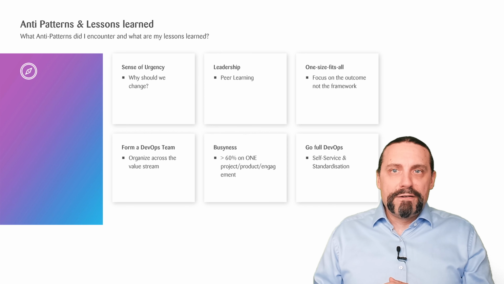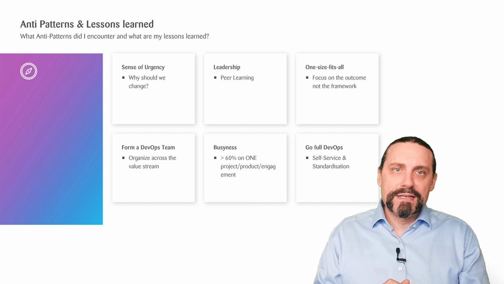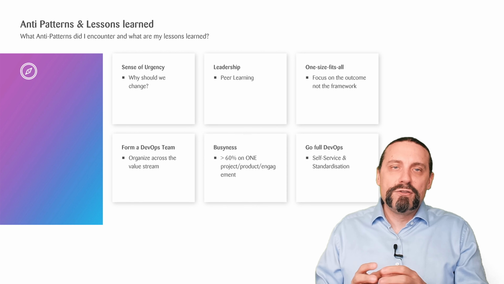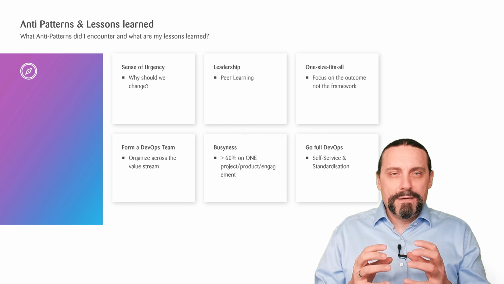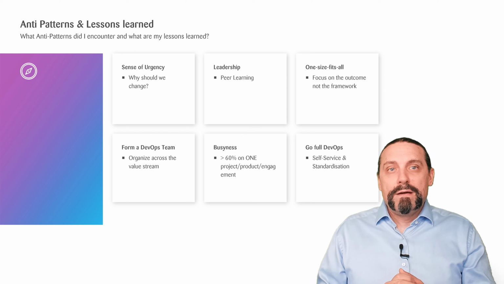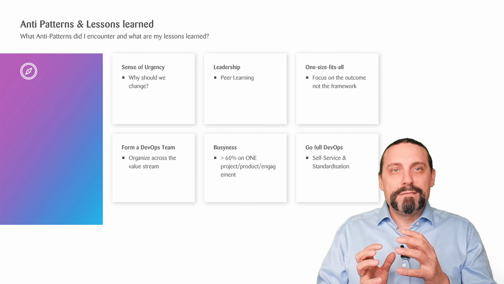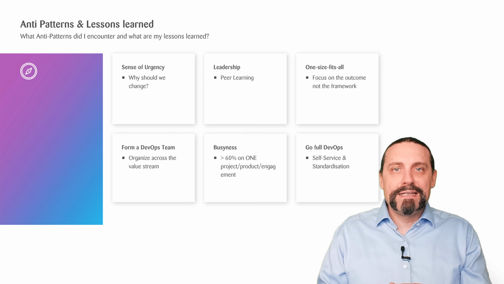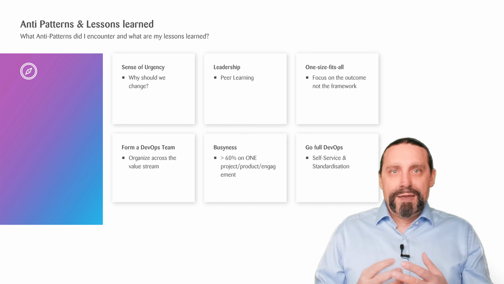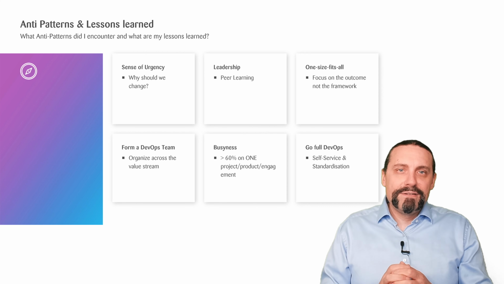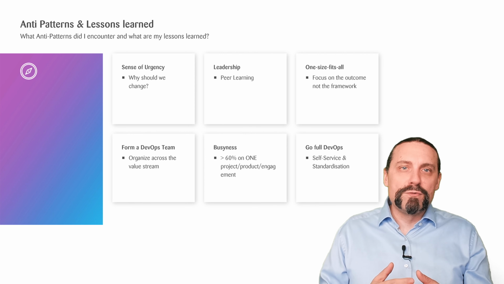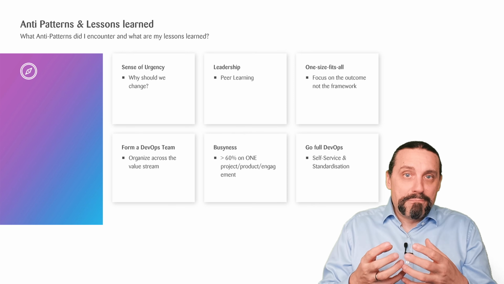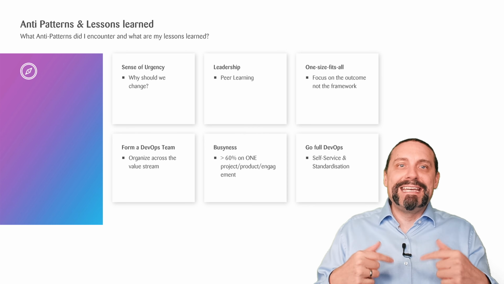The fourth anti-pattern was forming a DevOps team, so creating a new silo in your organization. Don't do that. Organize yourself across the value stream. Don't introduce new silos. The fifth one was busyness. Everybody is nowadays busy, but what you can do is have the rule that people contributing or creating value on a project or product need to work greater than 60% on one project or product. And the last one was go full DevOps. This is quite an anti-pattern because it will introduce a lot of redundancy and also stress to the teams. So here you need to establish self-service and a platform with standardization to support the product teams in doing DevOps.